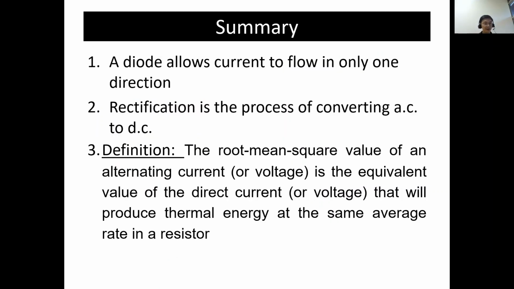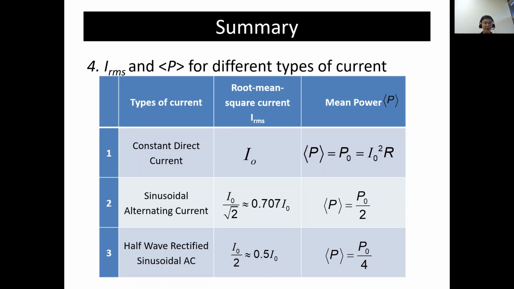Okay, with this I've come to the end of the whole chapter, right? And I provided you a summary on page 22 of your notes, right? And these are the 6 key points. 1, a diode allows current to flow in one direction. Rectification is a process of converting AC to DC. I also rewrote for you the definition. Please read it again. And also I've given you a very helpful table to look at the root mean square values for a sinusoidal AC and a half wave rectified sinusoidal AC.